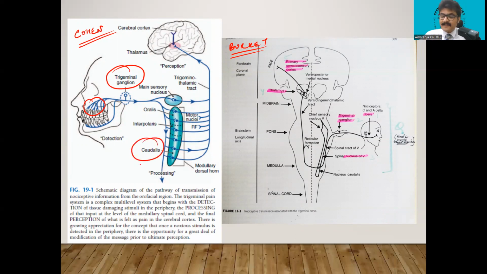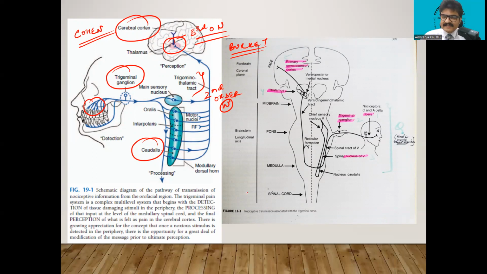Nucleus caudalis, right? From here, they're going to change sides, right to left and left ones to the right, and they're going to ascend to the thalamus. So this is the trigeminothalamic tract constituting the second order neurons. And from the thalamus to the cerebral cortex, they constitute what? The thalamocortical tract constituting the third order neurons. And it is finally at the level of the cerebral cortex that pain is perceived as pain, right? So this was the Cohen diagram.